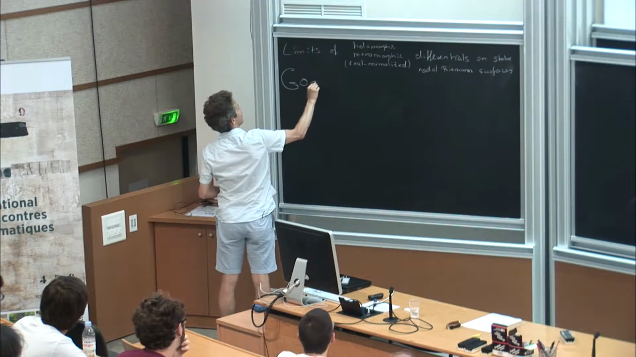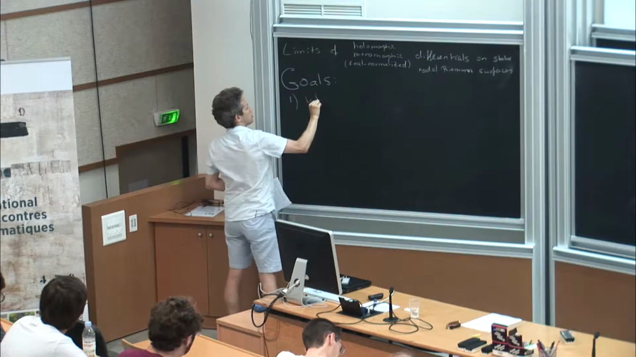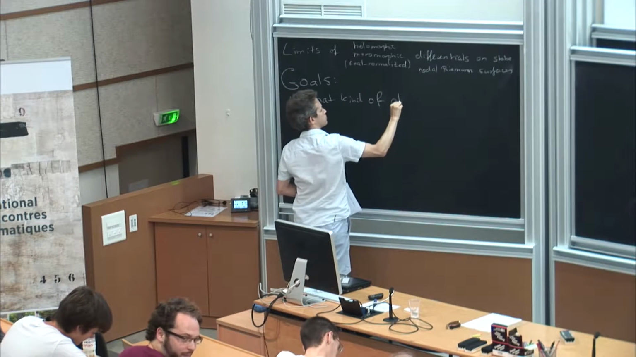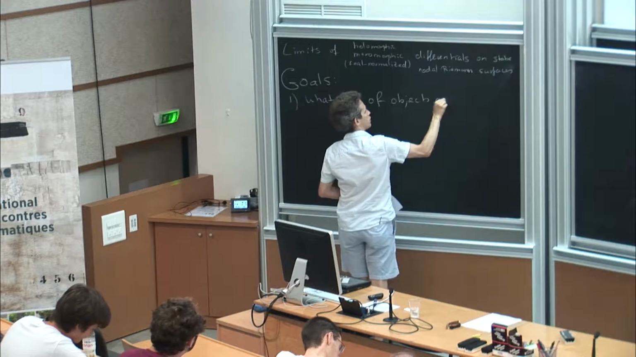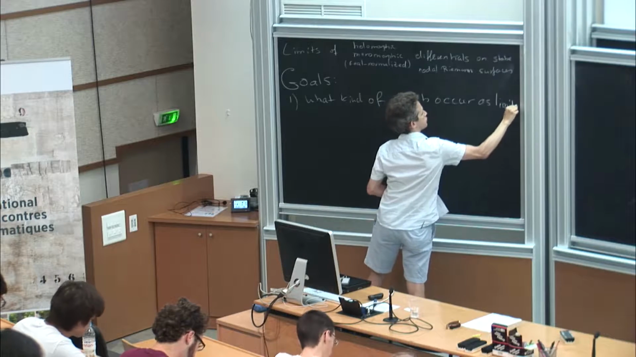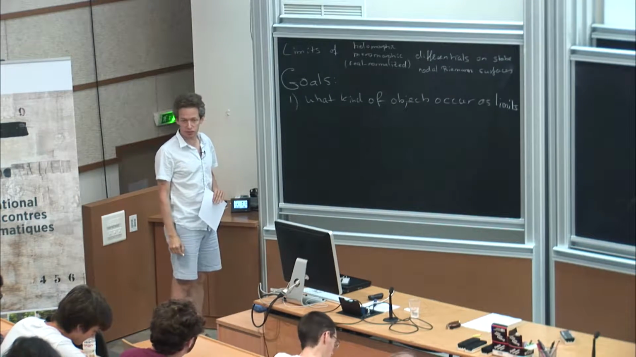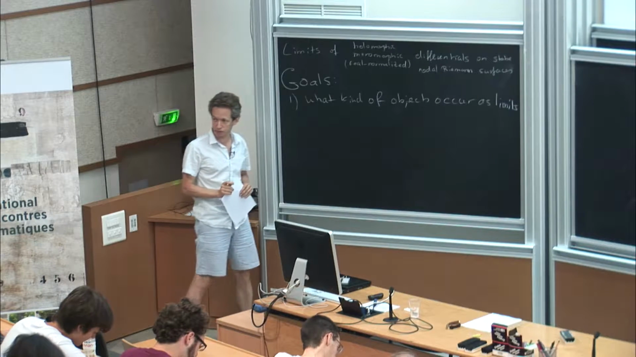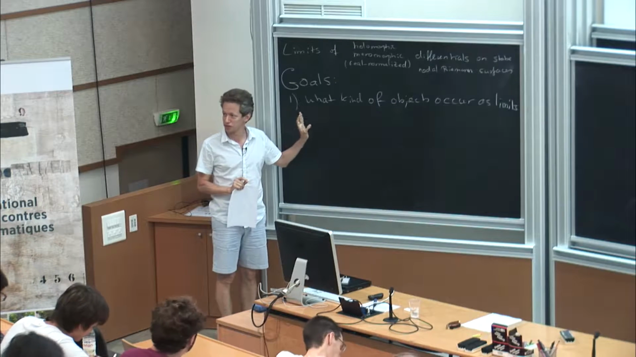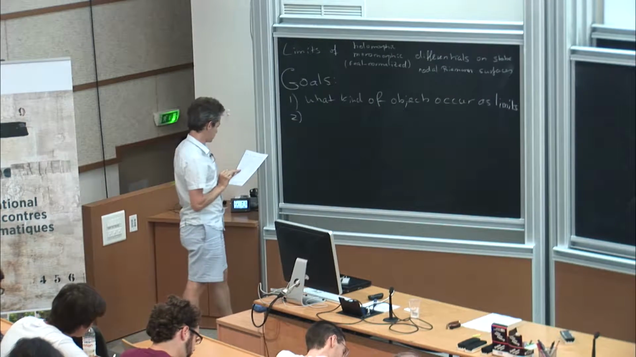Goals. 1, what kind of objects occur as limits? So this was implicitly present in Adrian's talk. I'll spell it out very carefully, and I'll try to explain to you that if you're an algebraic geometer, you know the answer from the start. You don't know the answer to some other questions from the start.